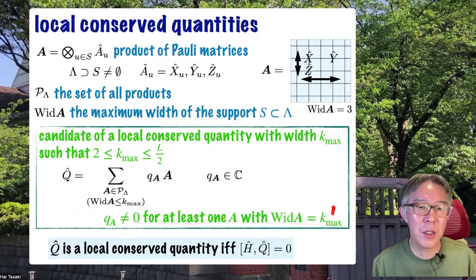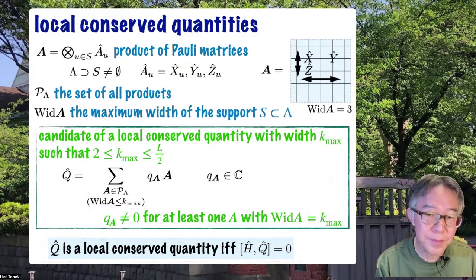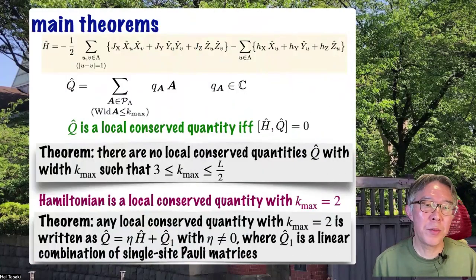Okay, so this is a candidate of a local conserved quantity with width K_max. Then, this is very standard: we say that Q is a local conserved quantity if and only if it commutes with the Hamiltonian. Now we can state our main theorems.